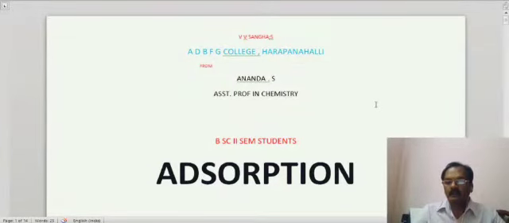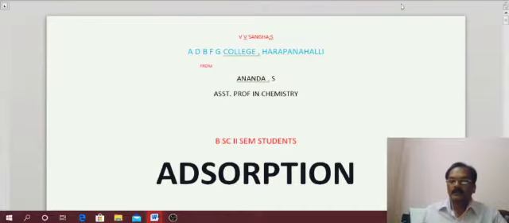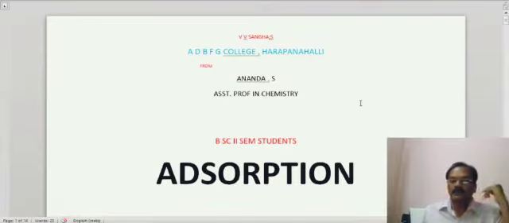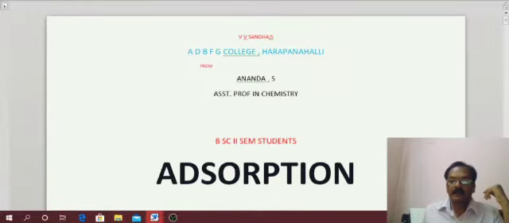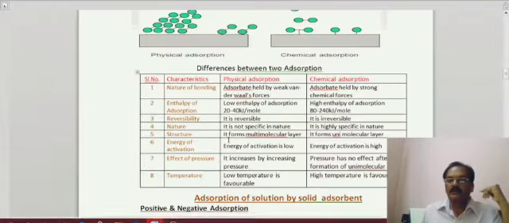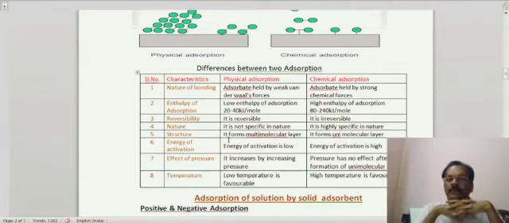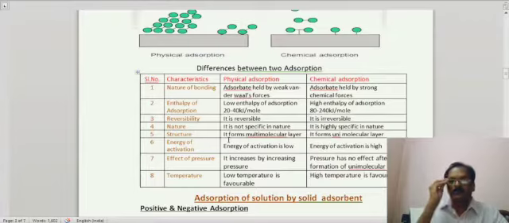Explanation on the uncovered syllabus in the adsorption chapter, especially for the B.Sc second sem students. In case of adsorption, I have covered some basic concepts of adsorption, the definition of adsorption and the causes for adsorption. Based on the bond between the adsorbate and adsorbent, there are two classes of adsorption: one is physical adsorption and the other is chemical adsorption.